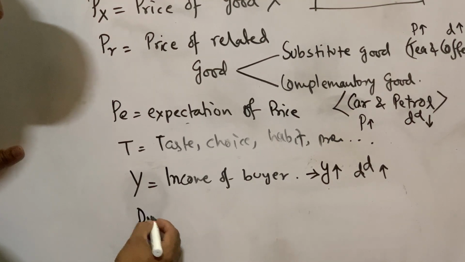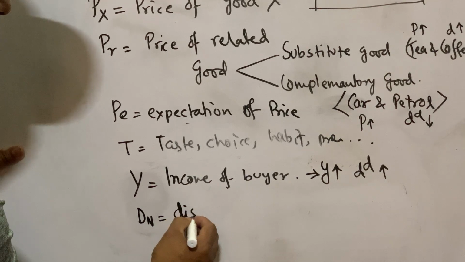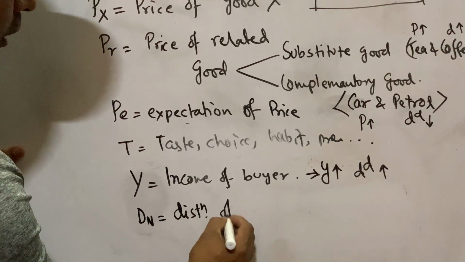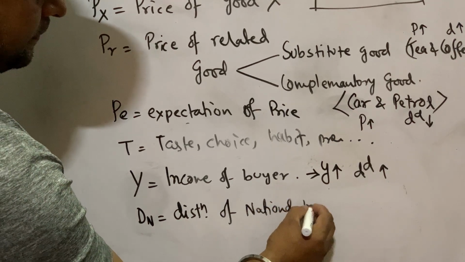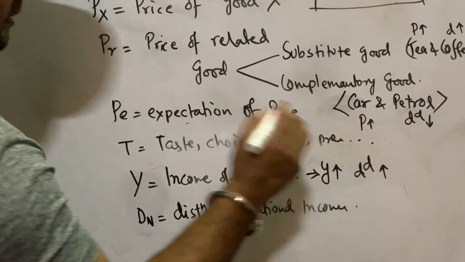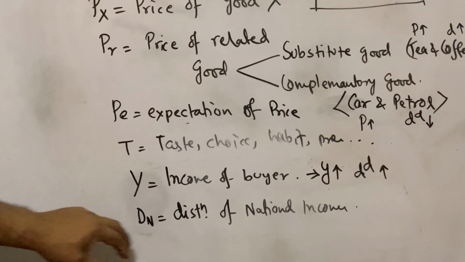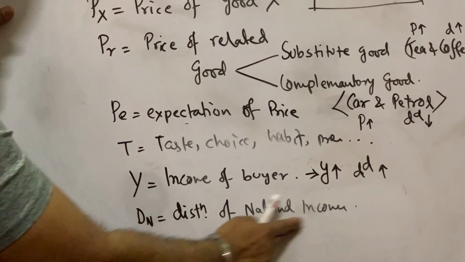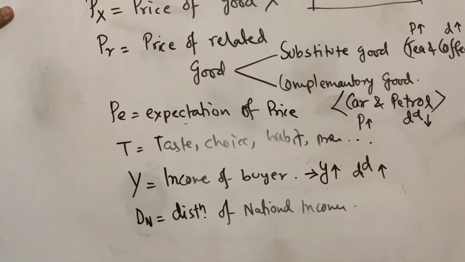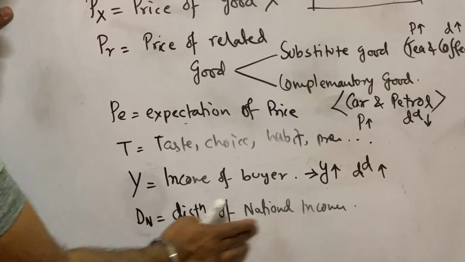Sixth one is DN, distribution of national income. If our national income is distributed properly, evenly, then all the people will get income, and the overall demand of the country will increase.